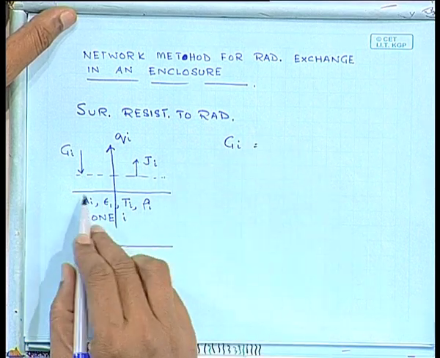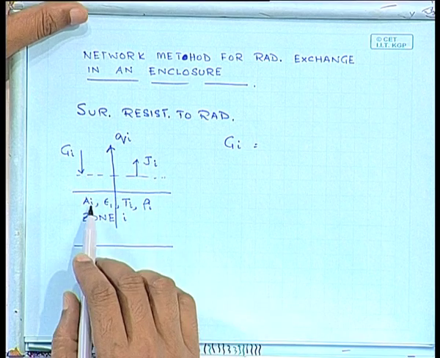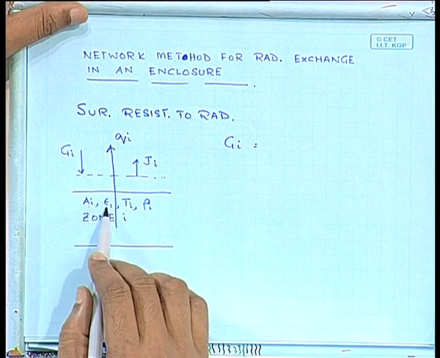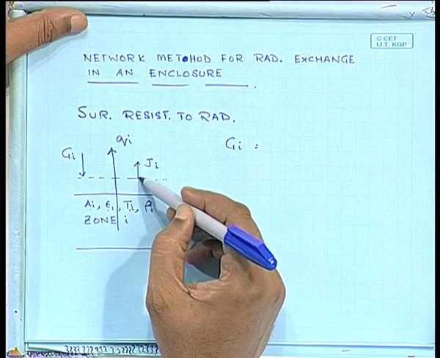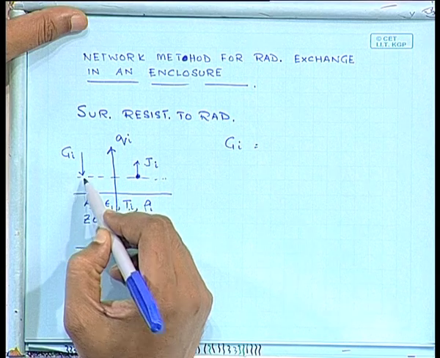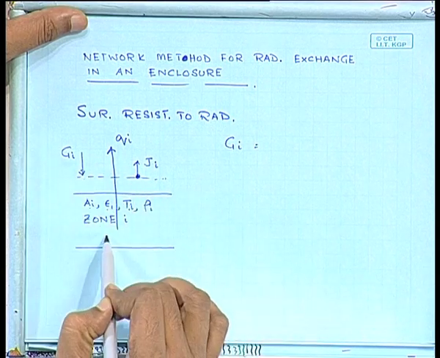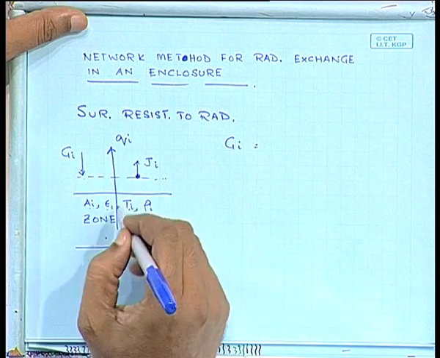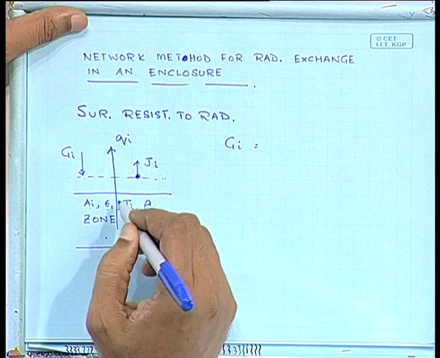So, what we see here is the picture of one zone which has the area, emissivity, temperature, and reflectivity. This is the radiosity, and I have some amount of irradiation on the surface. As a result of this interaction between G, E and J, some net amount of heat leaves the surface or is to be added to the surface.